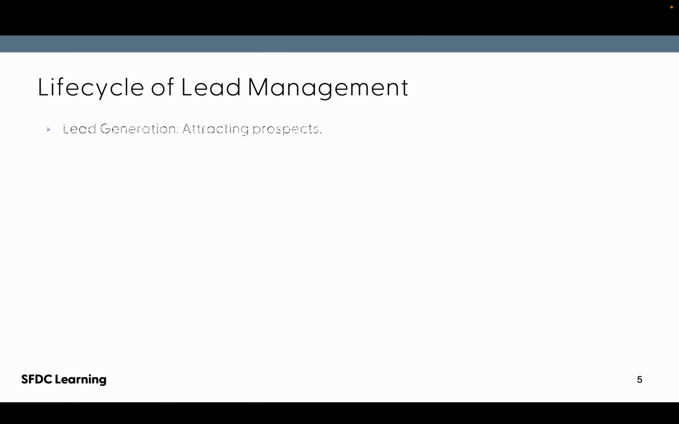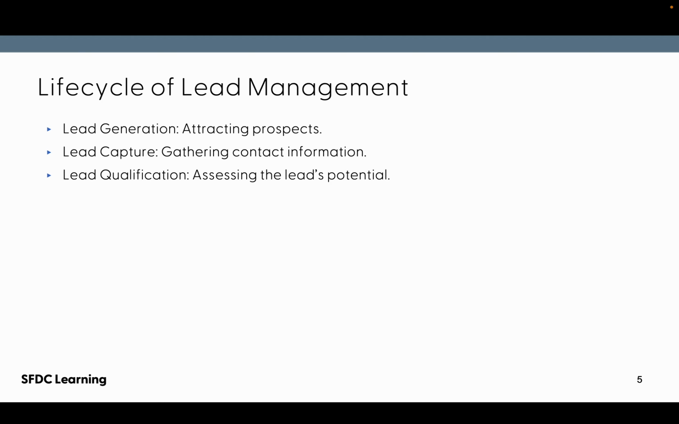So, the life cycle of the leads. The first one is lead generation, that is attracting the prospects, and that we have already seen we do via the campaign manager, right? Lead capturing, like gathering the contact information. Lead qualification, like assessing the lead potential. So you reach out to them, you want to know what they are looking for, whether they are interested in your product or not, right?